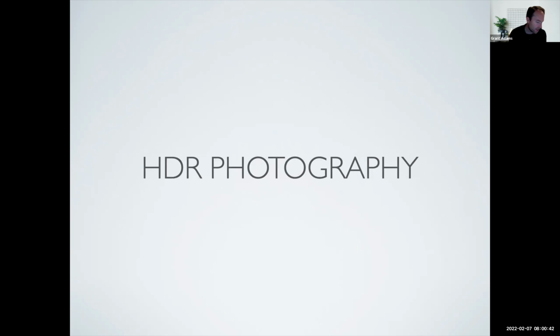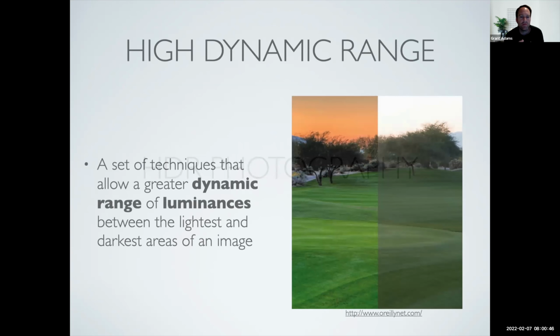And so HDR photography, or high dynamic range photography, is designed to mimic what your eye sees in the world. Its technical definition is that it's a dynamic range of luminances between the lightest and darkest areas of the image. This is something that you've probably experienced in practice, where you've gone to look at a sunset, and it looks a lot better than when you try to take a picture of it.